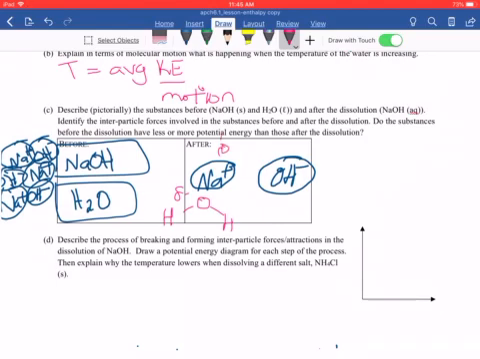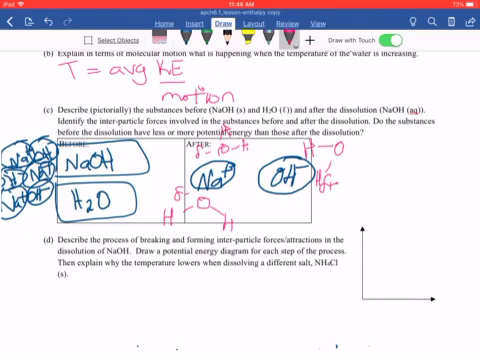If my pen will work right here. There we go. Oxygen is slightly negative, whereas hydroxide is negative, so the hydrogens will be around the hydroxide. That's because hydrogen is slightly positive and it attracts towards the negative hydroxide.